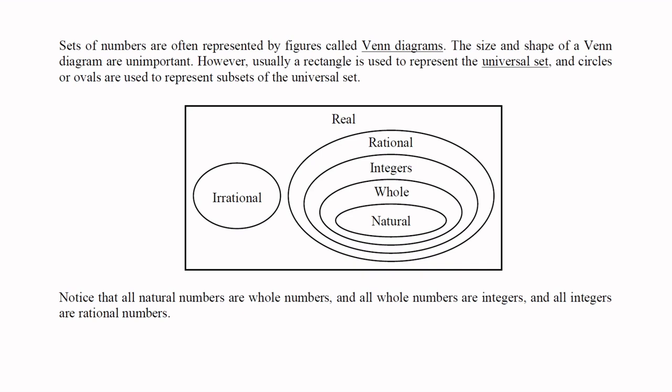All the whole numbers are integers. So 0, 1, 2, 3, 4 are not only whole numbers, but they are also integers, which is the circle around that. And then all integers are rational numbers. So -2, -1, 0, 1, 2, 3, these are all rational numbers. So you can classify certain numbers as more than one type of number.